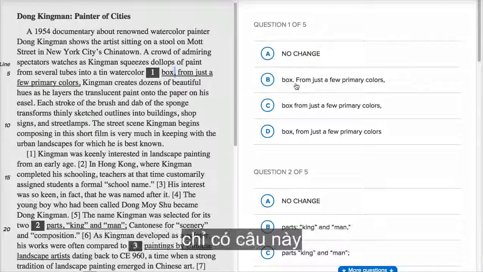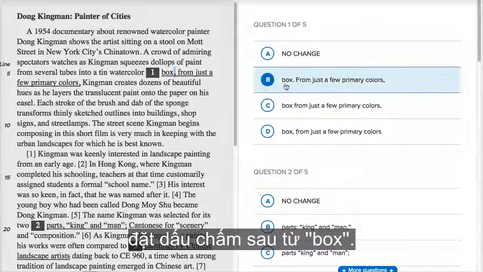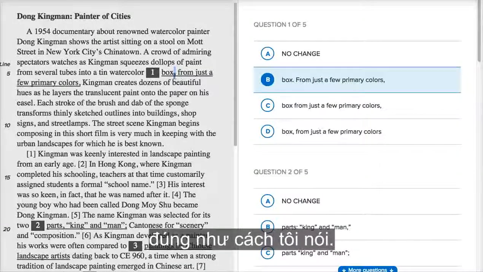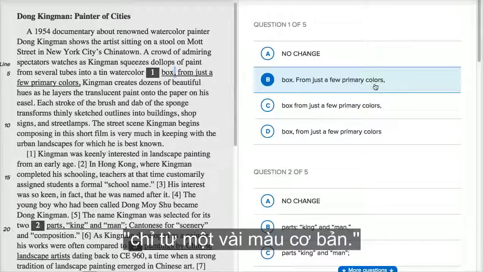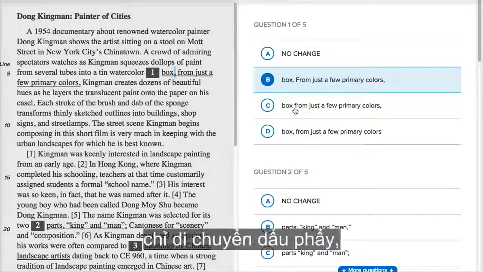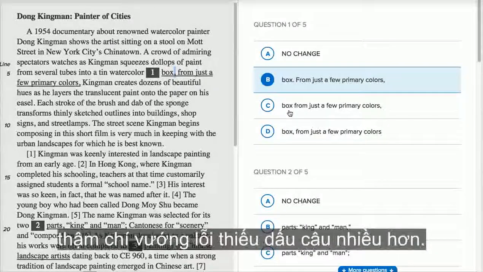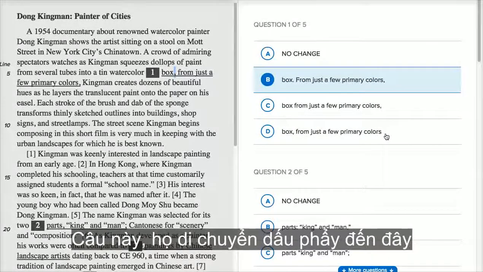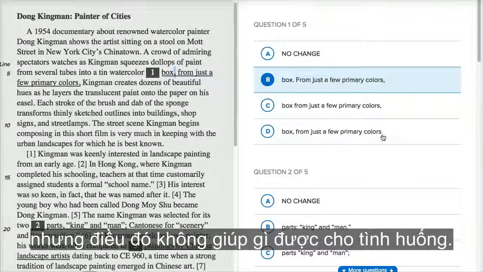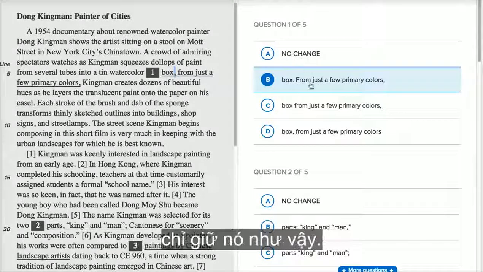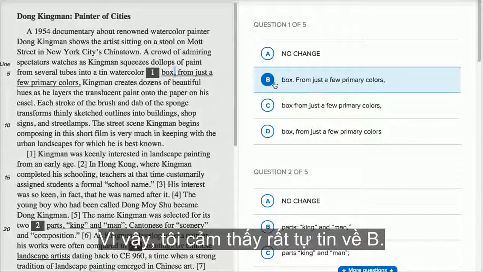And out of these choices, this is the only one that puts a period after the box. It makes it very clean, just the way I said. A period here, and then start a new sentence from just a few primary colors. This one over here actually just removes the comma, in some ways making what I think should be two sentences even more run-on. This one, they remove the comma back here, but that doesn't help the situation. I definitely don't want to just keep it as is. So I feel very confident about B.